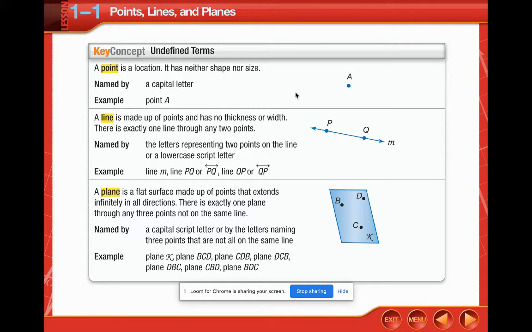A line is made up of points and has no thickness or width. There's exactly one line through any two points. You should know what a line is. These arrows signify that it goes on forever. A line is something that never ends. This arrow signifies that it goes all the way over here forever, and this one goes all the way over here forever, into infinity.